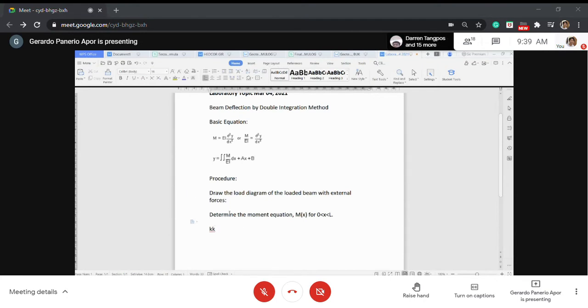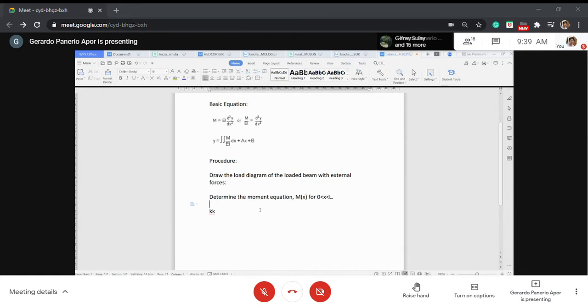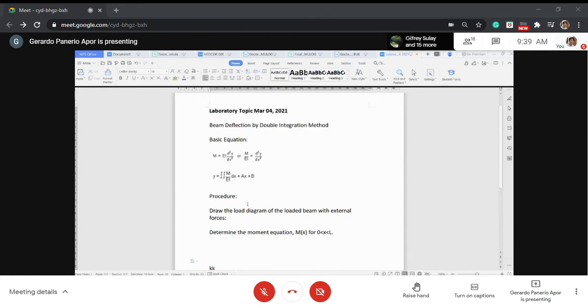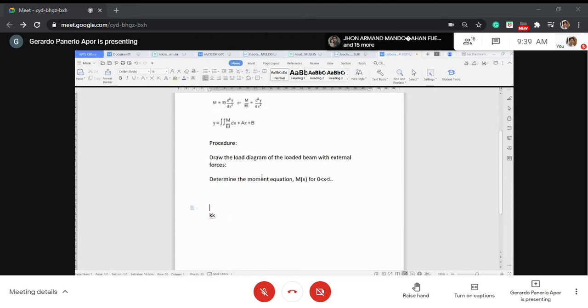So actually I have here two sub procedures. So number one, we have the basic equation, and then to determine the equation, just integrate. So we will proceed directly to an example.